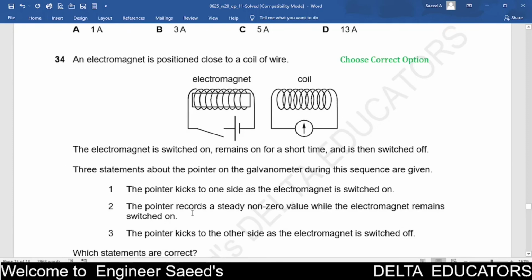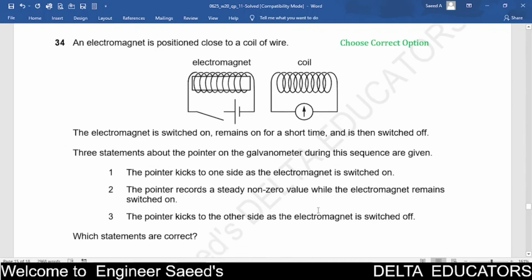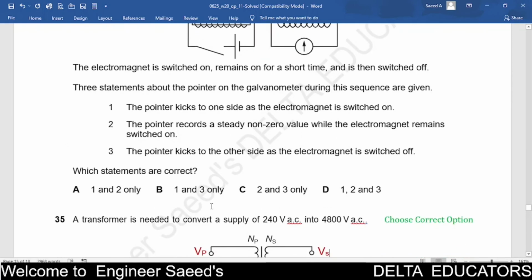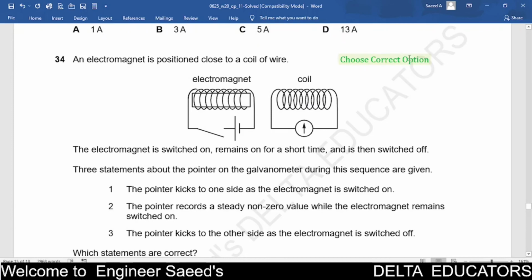2. The pointer records a steady non-zero value while the electromagnet remains switched on. When the electromagnet remains switched on, there will be no change in flux. When there is no change in flux, there will be no induced EMF and there will be no deflection in the needle. So 2 is incorrect. 3. The pointer kicks to the other side as the electromagnet is switched off. Yes, it is correct. So here 1 and 3 are correct. 1 and 3 only is given in option B. So the correct option is option B.